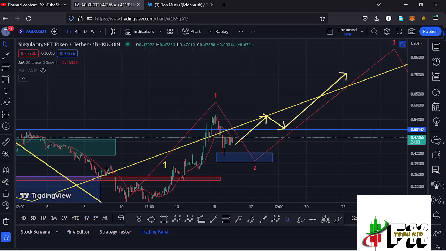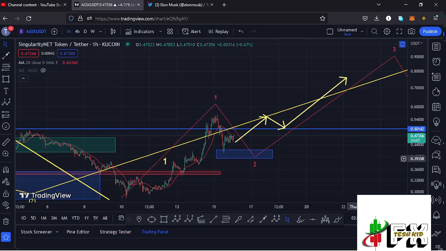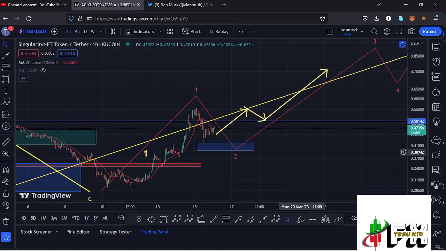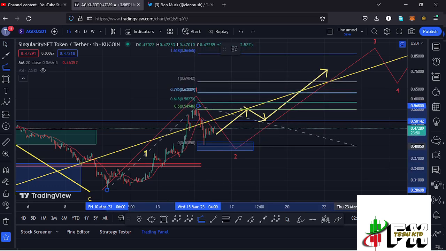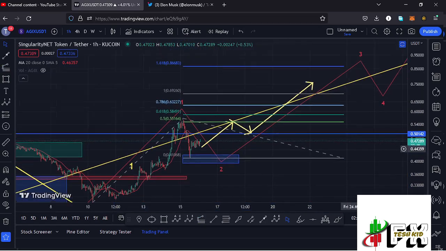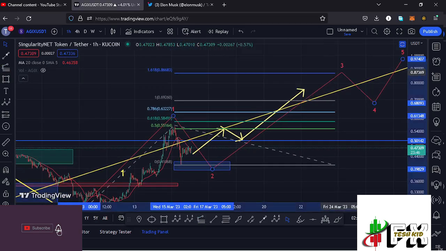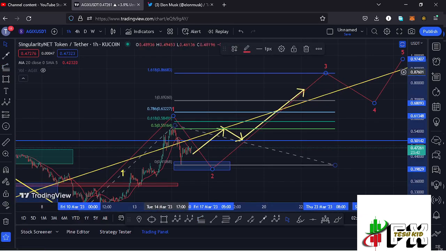And if that is the case, I can sketch out a target area to the upper side in the formation of that wave 3 by connecting the trend-based Fibonacci from the low of the first wave to the high of that wave 1, then dragging the fibs to the low of the second wave. That gives me a minimum target area to the upside in the formation of that wave 3 at the fib level 1.618, and that is at around the $0.86683 mark, and that is the minimum that I'm expecting AGIX to do in the formation of that wave 3.